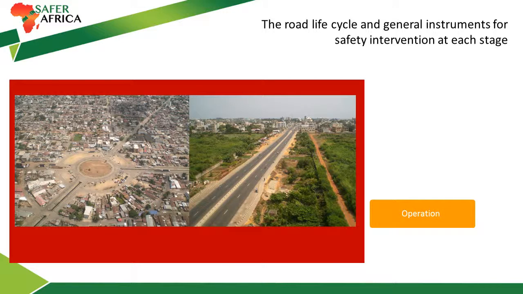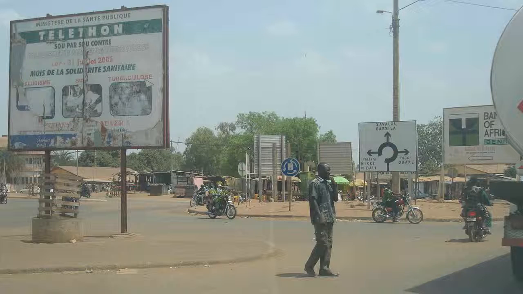Once built and open to traffic, the road enters the operation phase, in which the aspects of traffic management are of particular relevance. These aspects have to do with traffic regulation, the safety equipment, and the criteria for its application. The lack of a good traffic regulation system, either by absence of a proper equipment or due to a poor enforcement, is crucial for road safety.